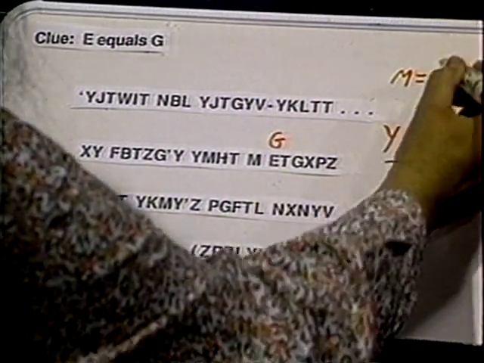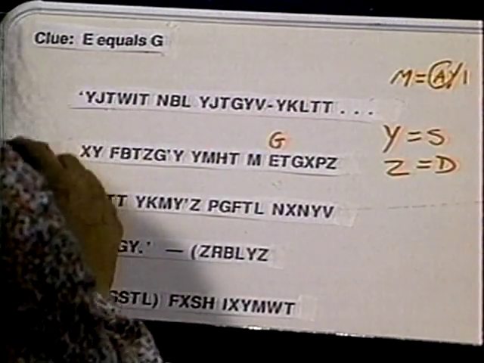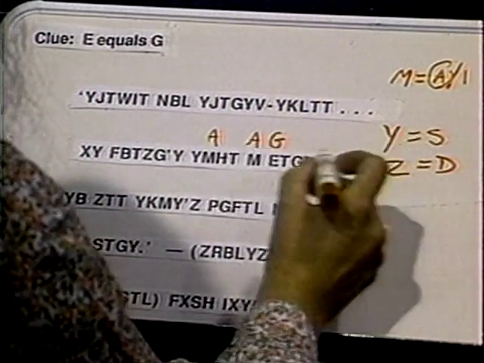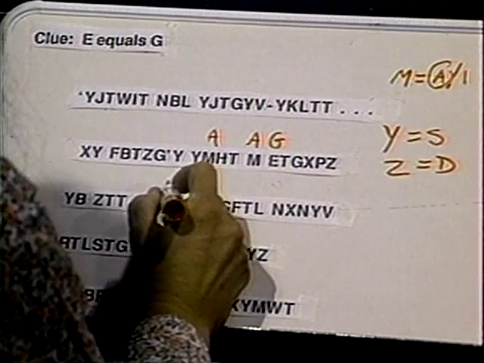So let's try M equals A, and let's replace all the M's with A's. Here's one, here's one, here's one.